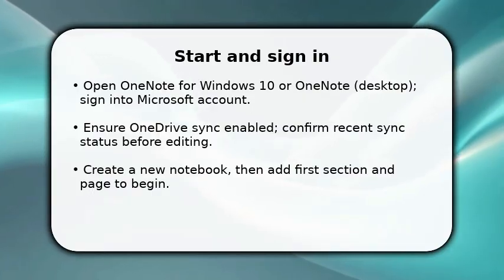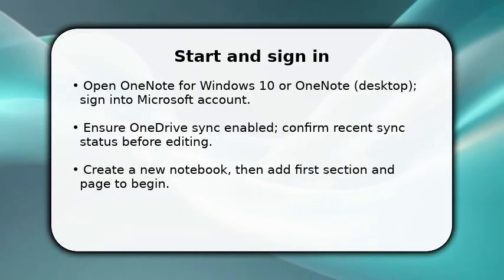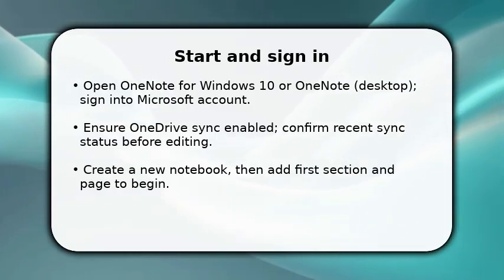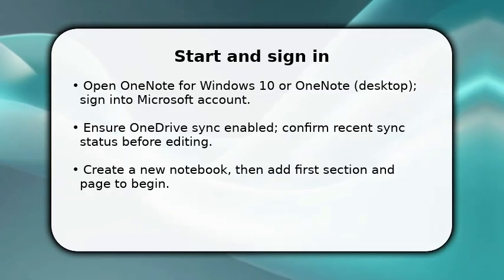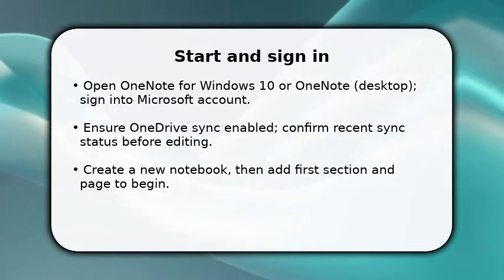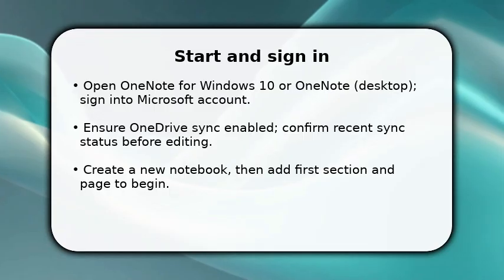You'll start by opening the OneNote desktop app and signing into your Microsoft account. This gives you Cloud Sync. Once signed in, make sure OneDrive Sync is enabled and shows a recent sync time because offline edits merge later.